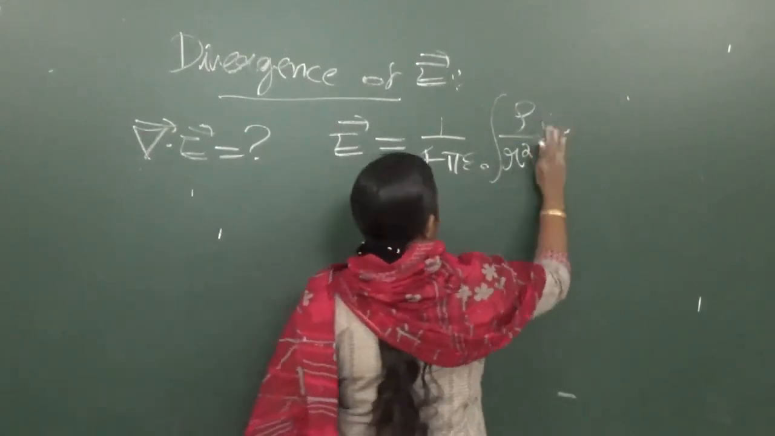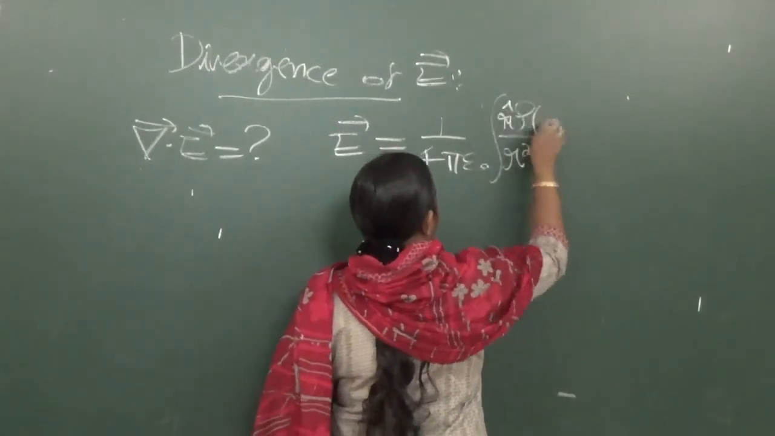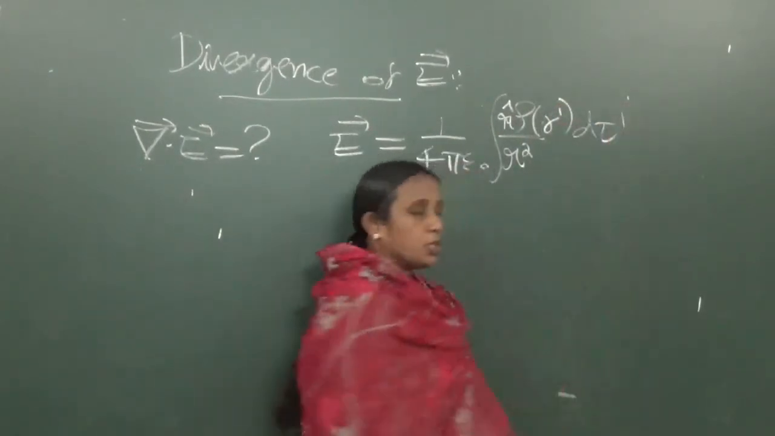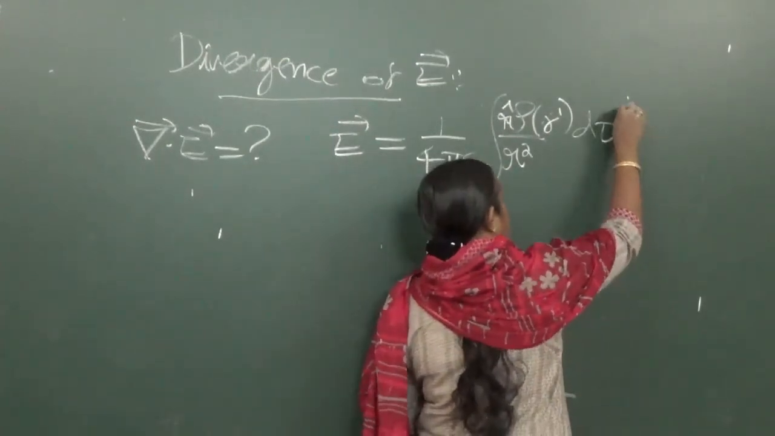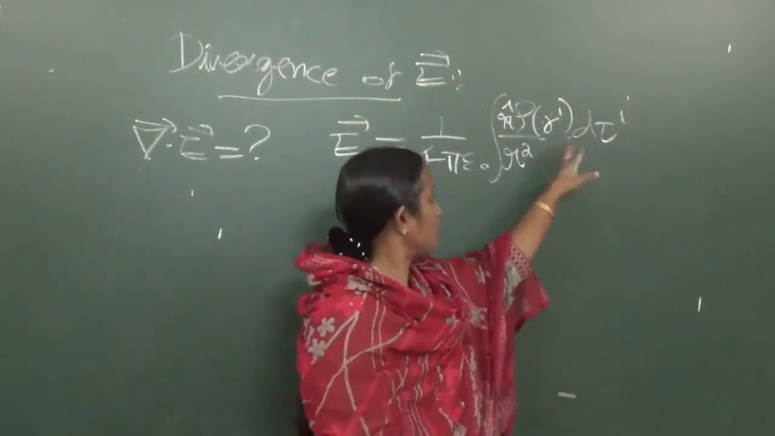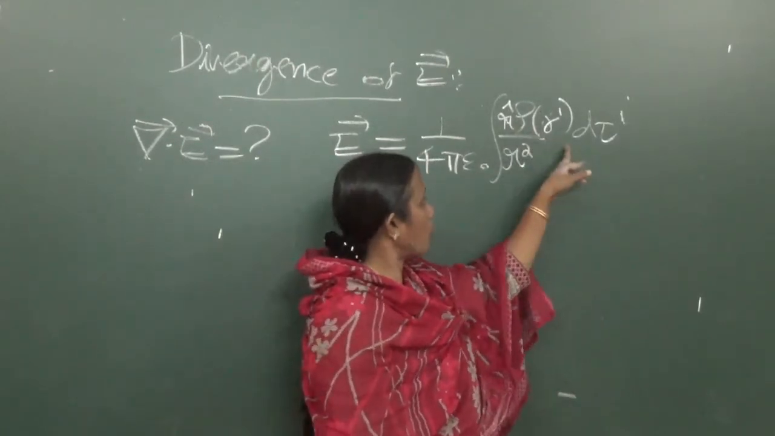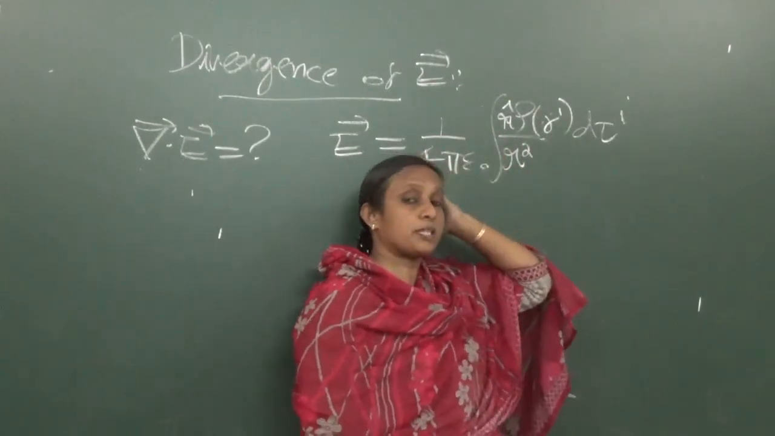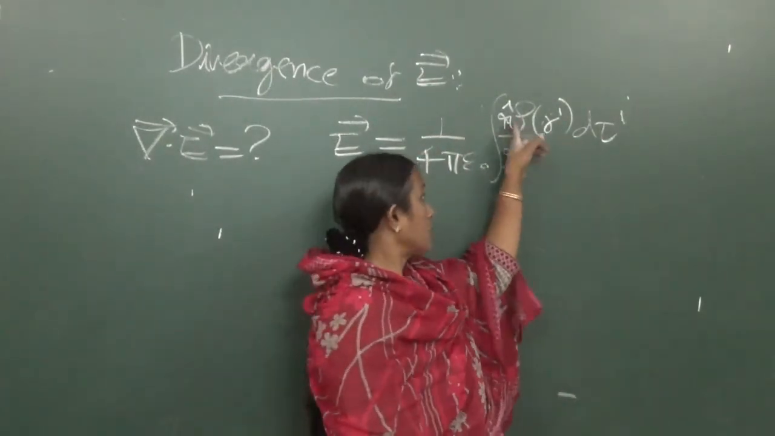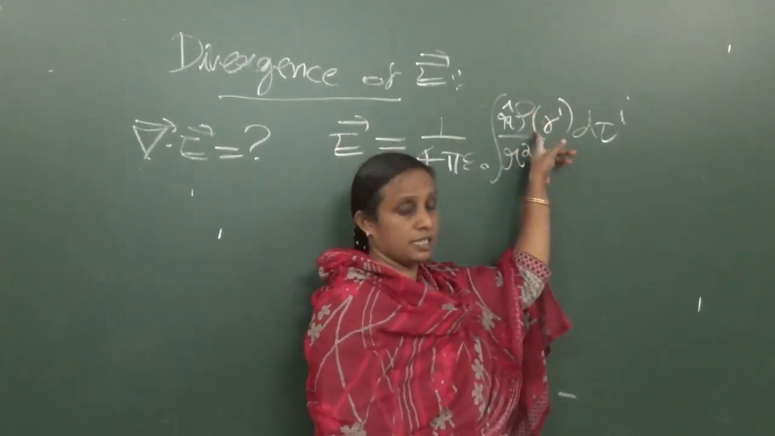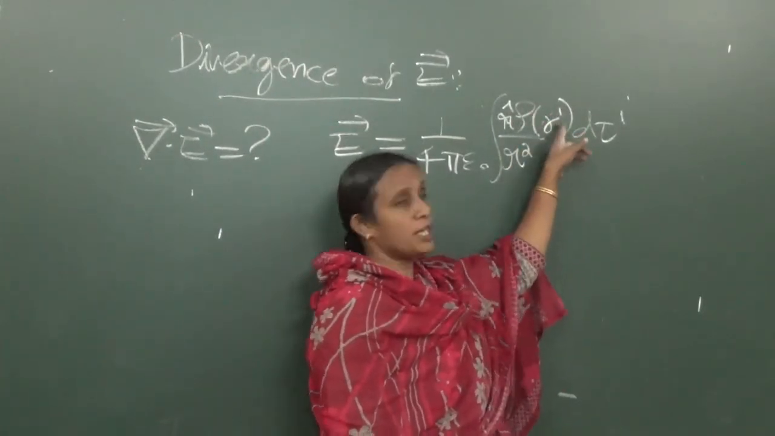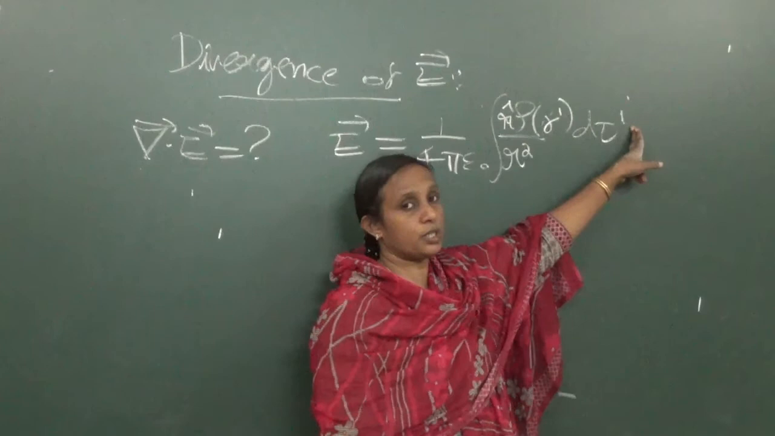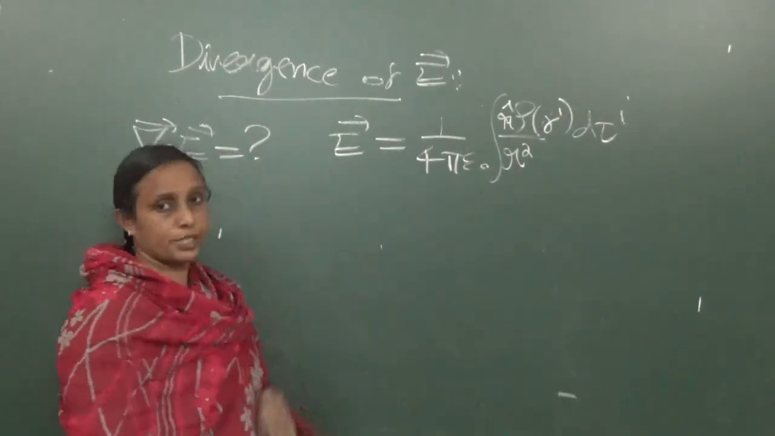So I put here rho of R prime d tau prime, just to mention that this volume integration is over the primed coordinate. We already know that the unprimed coordinate represents the field point, but here the variation is in this charge density rho, so we have to put a prime here. To represent that this volume integration is over the primed system, I put d tau prime here. Okay, so this is the equation.